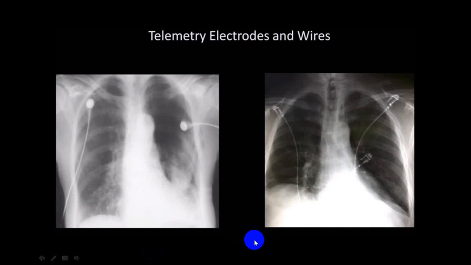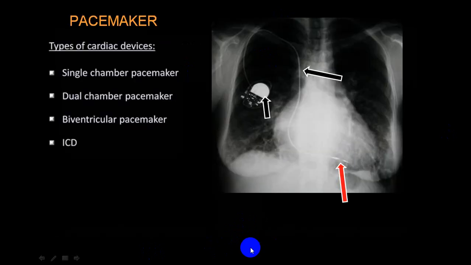Intercostal drainage tubes. These are all electrodes and wires for the monitor. These are electrodes for monitoring. Different types of electrodes for monitoring.